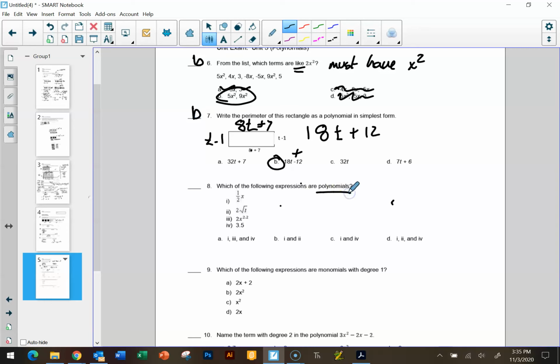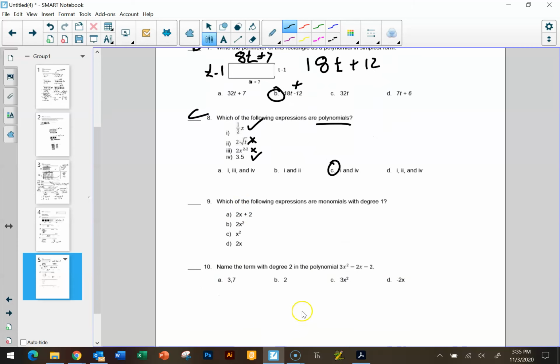Which of the following expressions are polynomials? Half x is actually okay. Fractions don't immediately prevent it from being a polynomial. It's only if the variable is in the denominator. Okay, well, anything with a square root is out, right? That one's out. Anything with a decimal or a fraction in the exponent is out, so that's gone. And 3.5, that's actually okay. It doesn't necessarily need to be a variable for it to be a polynomial. It can just be a constant. So what we're thinking is 1 and 4, which is C.